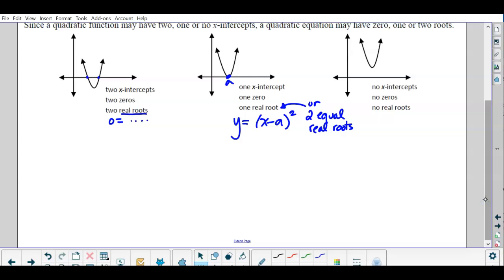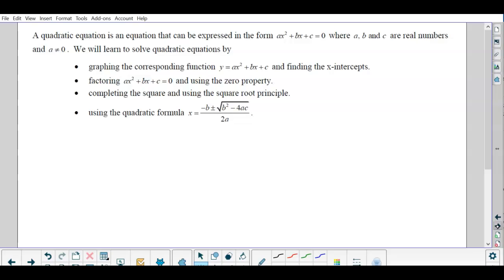So to summarize what we're going to do, a quadratic equation is an equation that can be expressed in that form. So that's the standard form where it's expanded out. And obviously a can't be 0. If a was 0, then it would be linear, which we already know how to solve. Okay. So how are we going to solve this? We can graph the corresponding function and find the x-intercepts. Okay. We can factor the equation, okay, and solve for those factors, the zero product property. So that's what we're going to practice today.